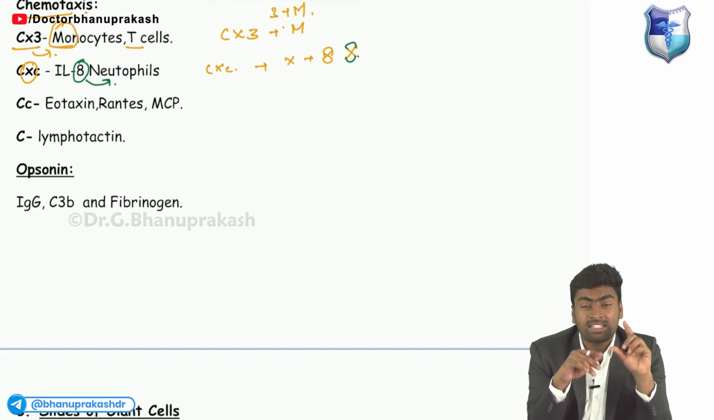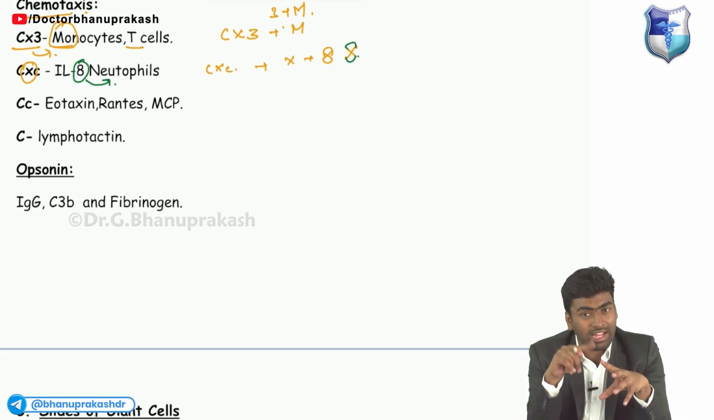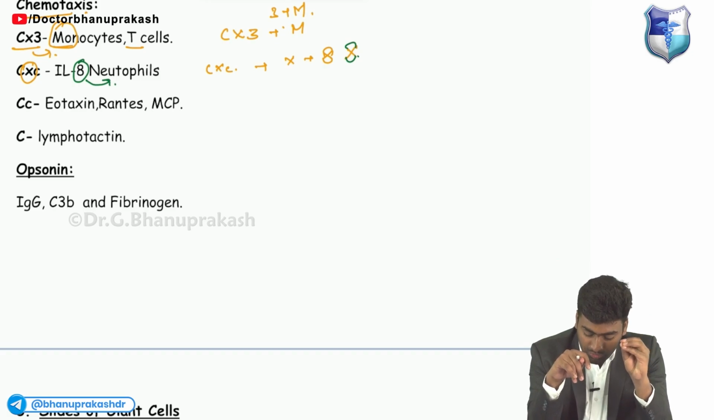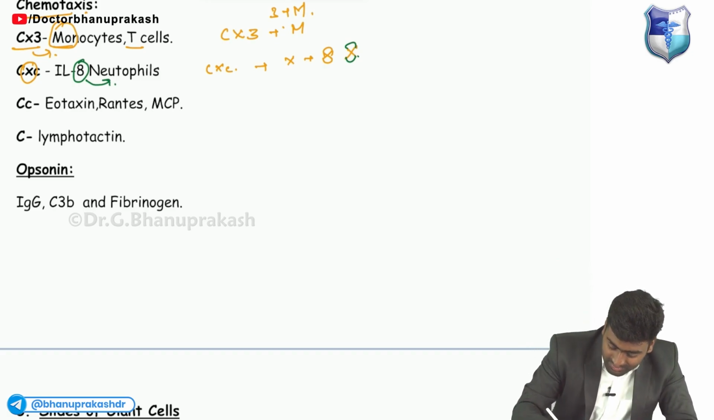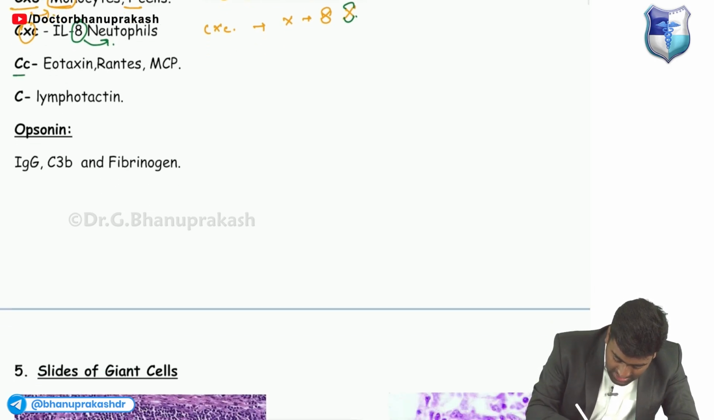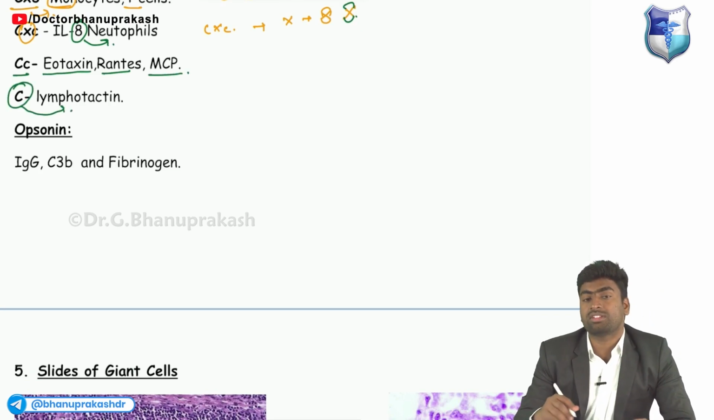It is monocytes. CXC, so if you make this X into 8, it is what? It is this neutrophils. Good guys. Never say X, absolutely. Okay. Then about CC, you want to know about this eotaxin, RANTES, and MCP. Whereas just C, it is what? It is this lymphotactin.